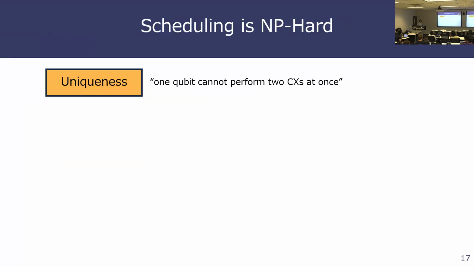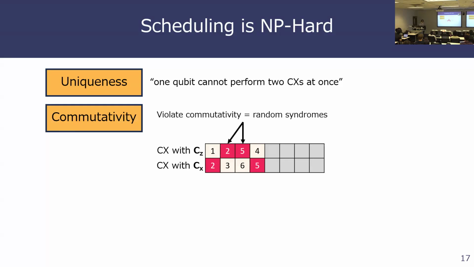Scheduling is actually NP hard because there are so many possible options. And there are two constraints here. The first one is uniqueness. One qubit cannot perform two CNOTs at the same time. This is rather straightforward, right? In most processors, you can't do this. The second one is a little bit more on the code side of things, and this is commutativity. Essentially, when I'm measuring my checks, I need to make sure my CNOT order is such that my two checks don't anti-commute. As most people here may know, X and Z gates anti-commute with each other. I can't just interchange them. And it's the same idea here with X and Z checks.